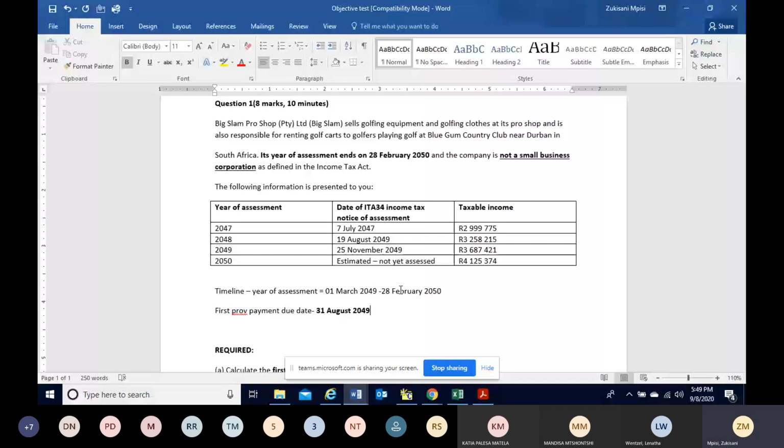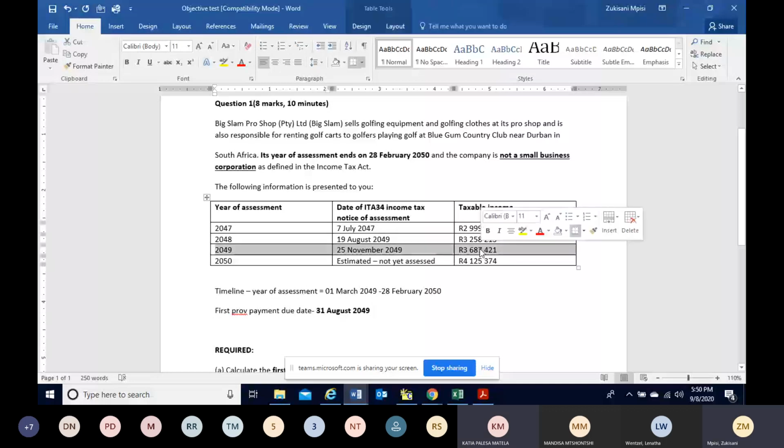The second one, when would the payment be due? Then this date helps you to assess when you are looking at the taxable incomes of the previous year that were assessed. On which date were they assessed? Was it more than 14 days from this date of the 31st of August? So if we're looking at 2049, you will see that it's after the 31st of August 2049. So on this date, it means we never saw this income.